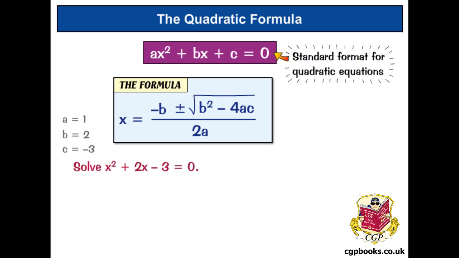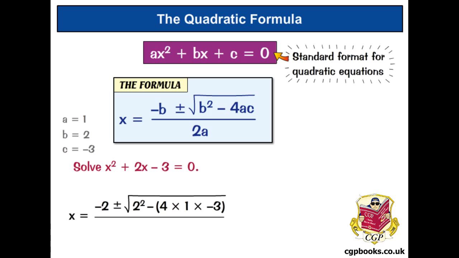Okay, now off we go. x equals minus b, minus 2, plus or minus the square root of b squared, so that's 2 squared, minus 4ac. Okay, so it's 4 times a, which is 1, times c, which is minus 3. And it's all over 2a, which is 2 times 1. Lots of people seem to put an a instead of 2a, so don't forget, it's all over 2a. Don't be one of those silly people.